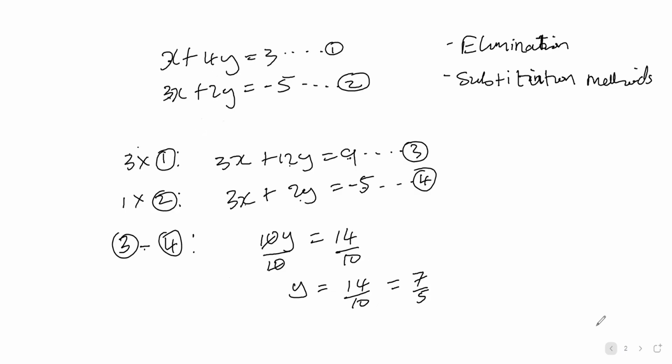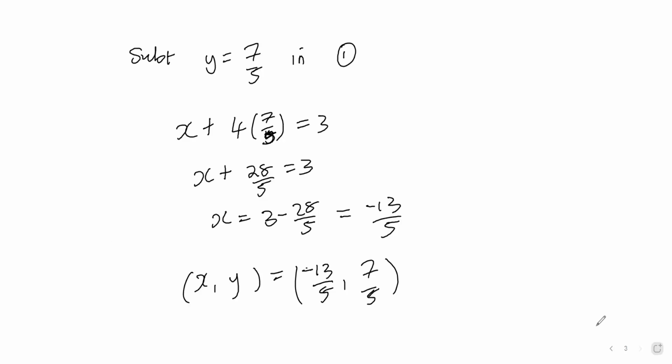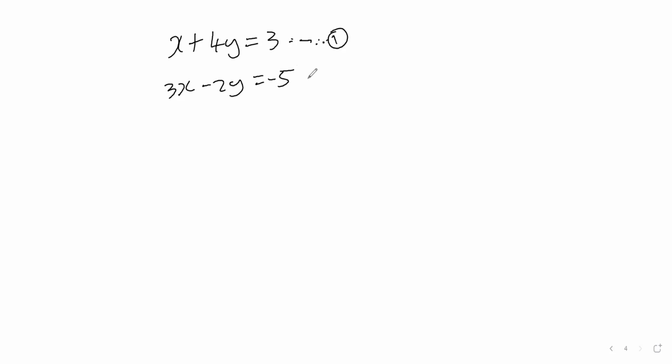Now let's look at how to solve this same problem by our substitution method. So by substitution, our question is x plus 4y equals 3 and 3x minus 2y equals minus 5. What you need to do is solve for x or y in any one of these equations and substitute that value into the other one.